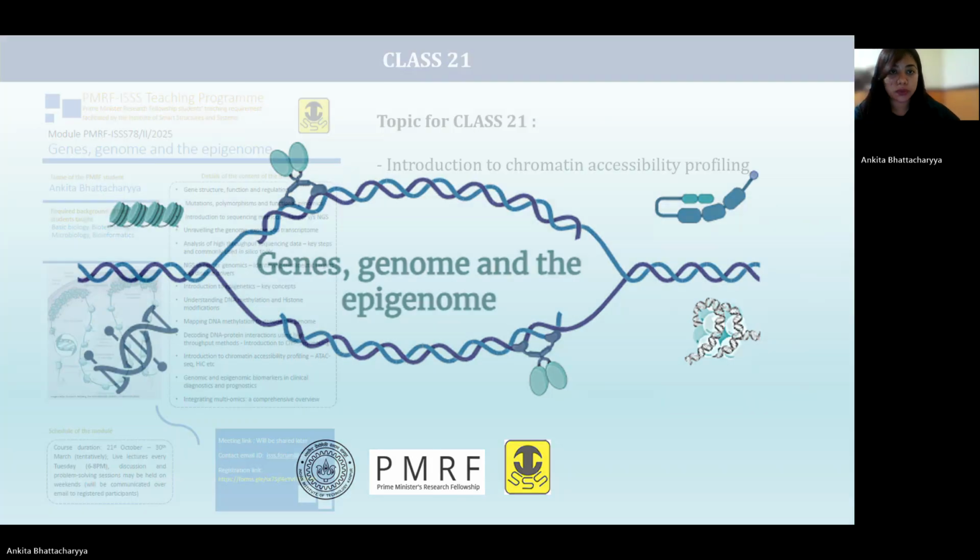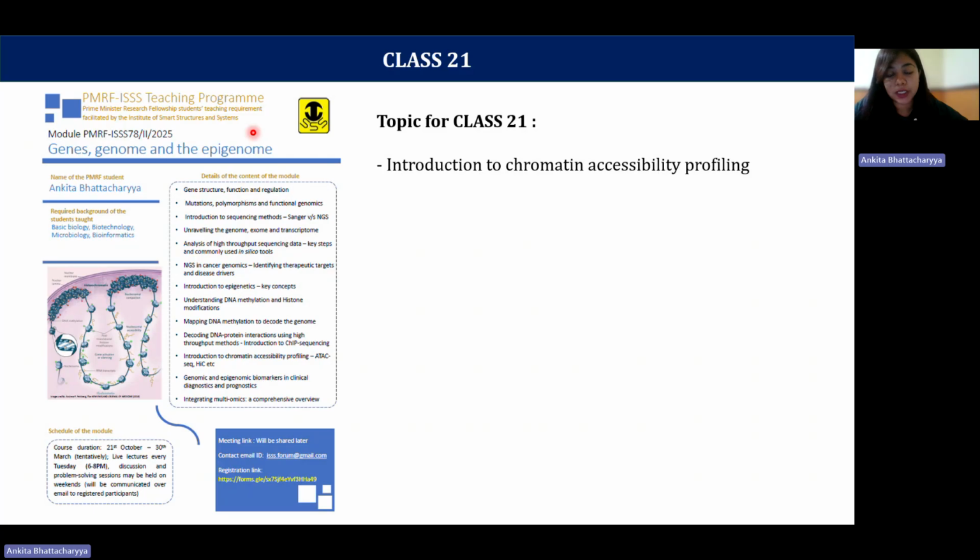So, in the previous class, we had discussed ATAC sequencing, the introduction to ATAC sequencing technique. In today's class, we will look at 3C methods, 3C, 4C, 5C, some introduction to ChIA-PET, etc. And in the next class, which is tomorrow, I'll continue it a little bit forward, and then we'll move on to our discussion on genomic and epigenomic markers, biomarkers in clinical diagnostics and prognostics, with an overall summary of everything that has been covered till now.